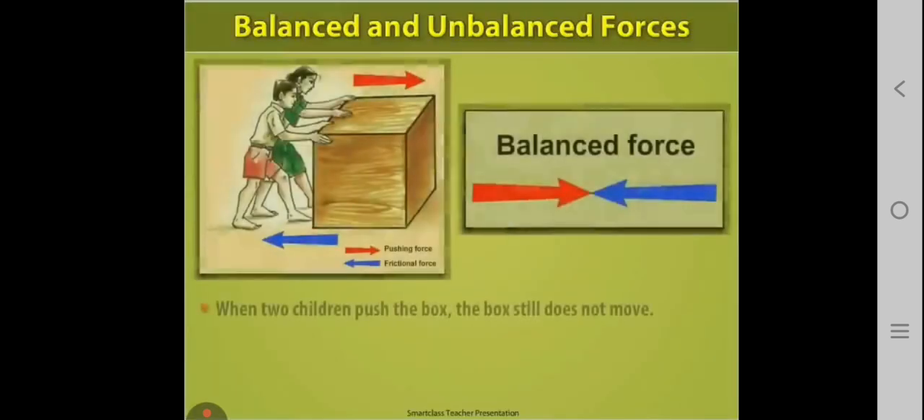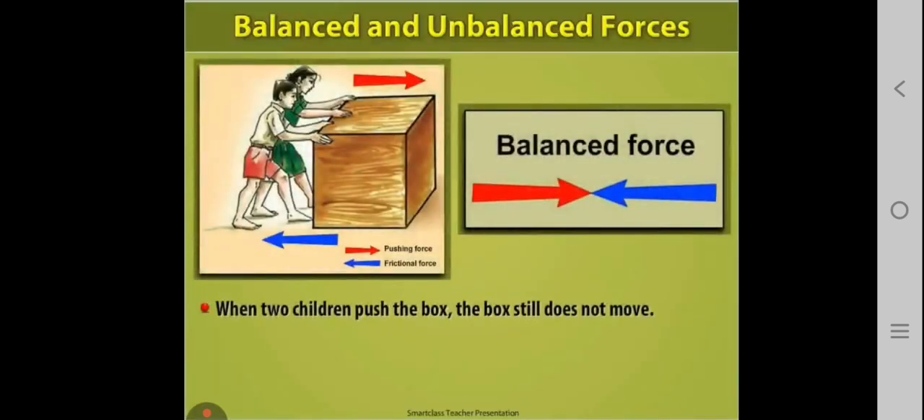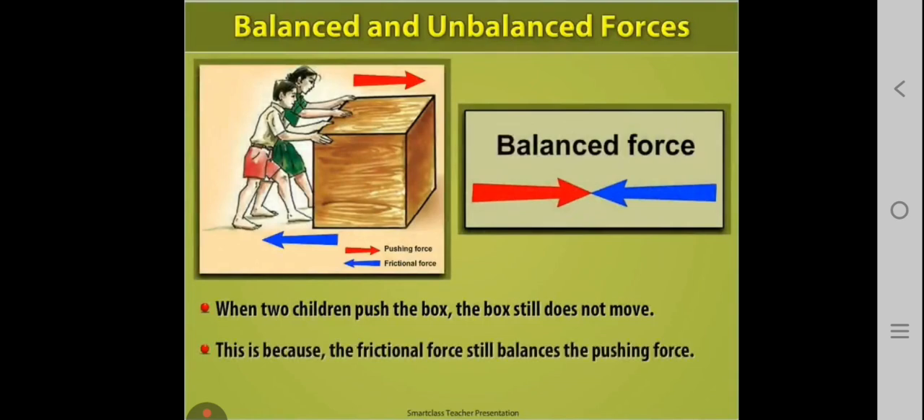When two children push, the box still does not move. This is because the frictional force still balances the pushing force. The forces are still balanced.